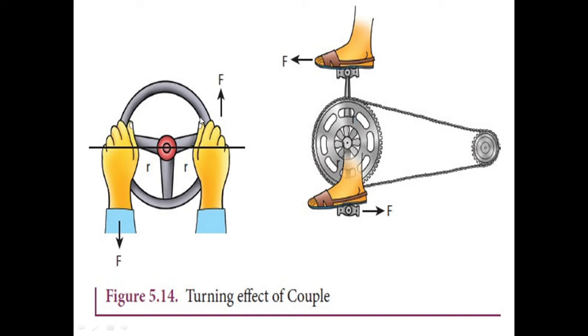Now you can see two examples here. Turning effect of a couple. We are going to discuss couples of forces later in the next part of the lesson. Two equal forces are applied on the steering wheel. Then the steering wheel rotates, and you can see the bicycle pedal also. This one also rotates. Two examples of turning effects.